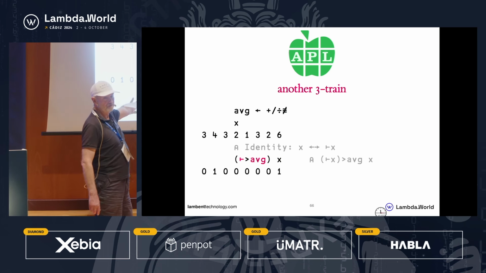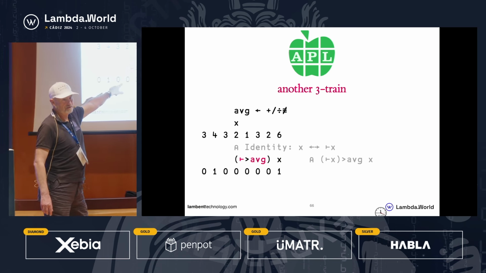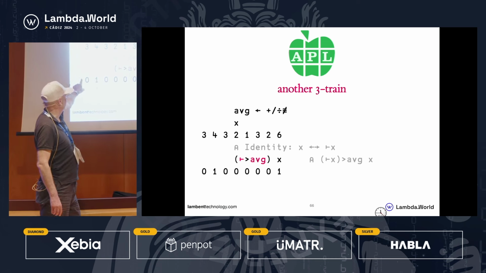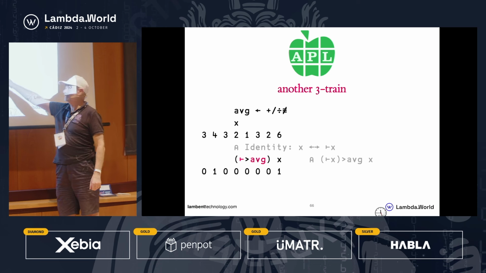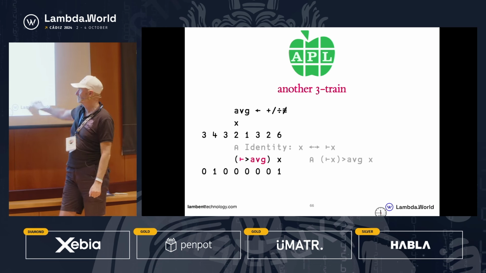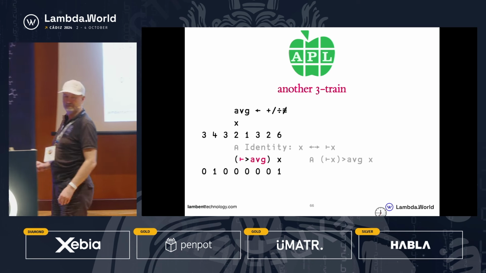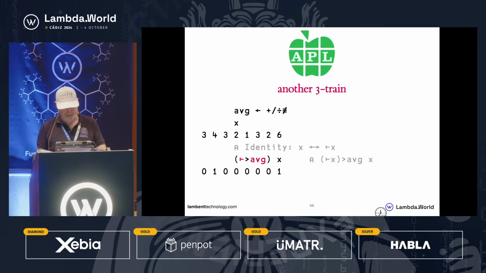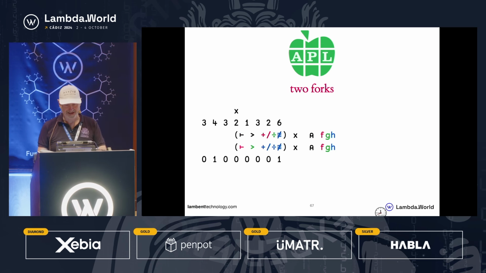So if we make a new fork, identity greater than AVG, we effectively get x is greater than the average of x. And we flag all the elements of x that are greater than the average. That's what I've got on the hat. If you want a hat like this, talk to me afterwards.